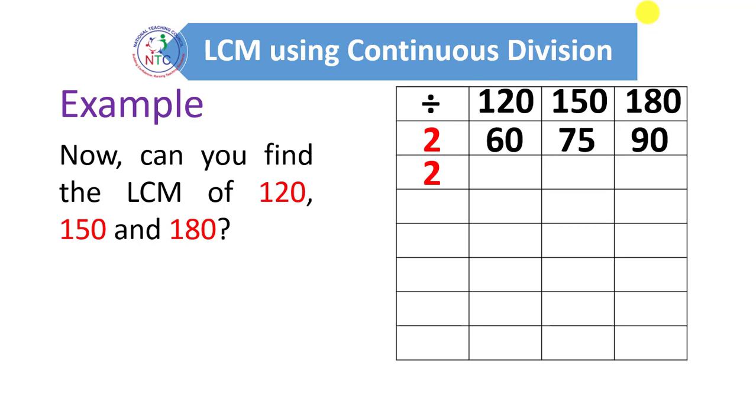So now, 60 divided by 2 gives us 30. And 75 divided by 2, of course, we'll get a remainder. So we simply put the 75 there like that. Now, 90 divided by 2 gives us the answer 45. Okay? Now, you do realize that we can use the number 2 again, since it can divide at least 30. All right? So, 30 divided by 2 gives us 15.